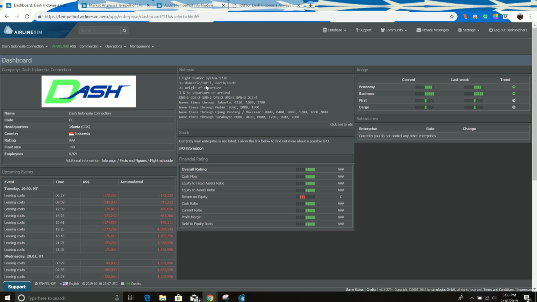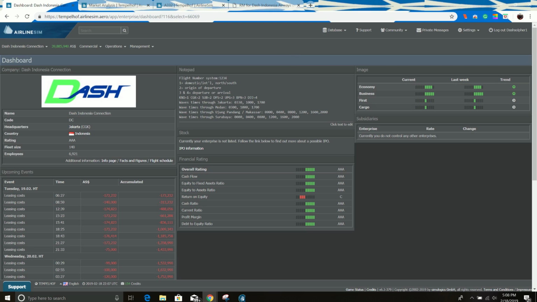You'll see that the first digit stands for domestic or international. If there's a 1 there, if there's a number in the front, it just means it's a domestic flight. If there's no number, it's an international flight. A 1 or whatever number equals a domestic flight.